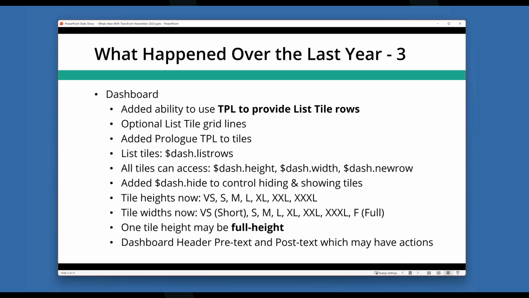And you can put grid lines. You can turn on grid lines optionally or turn them off, so you can have much more control over the look of the list. So for example, whether or not you're using TPL to provide the rows, some people like using alternating background colors or tints, or control grid lines their own way.